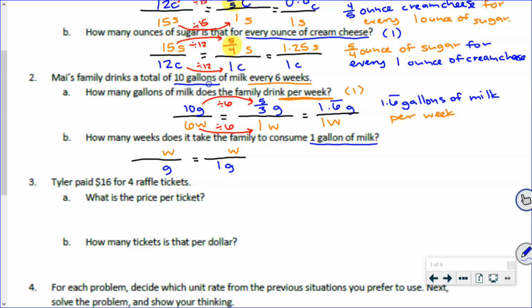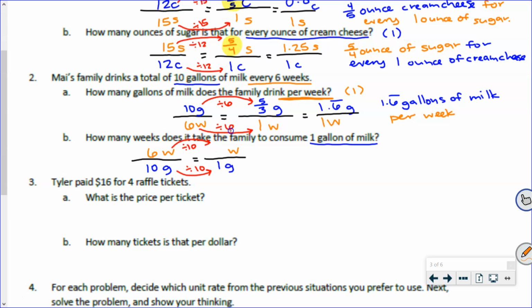How many gallons in the original? 10 gallons in the original. How many weeks in the original? 6 weeks in the original. And we ask ourselves the question, how does a 10 change to a 1? Of course, we know the answer is we divide it by itself. 10 divided by 10 is 1. So the 6 is also going to be divided by 10. Plug that into your calculator.